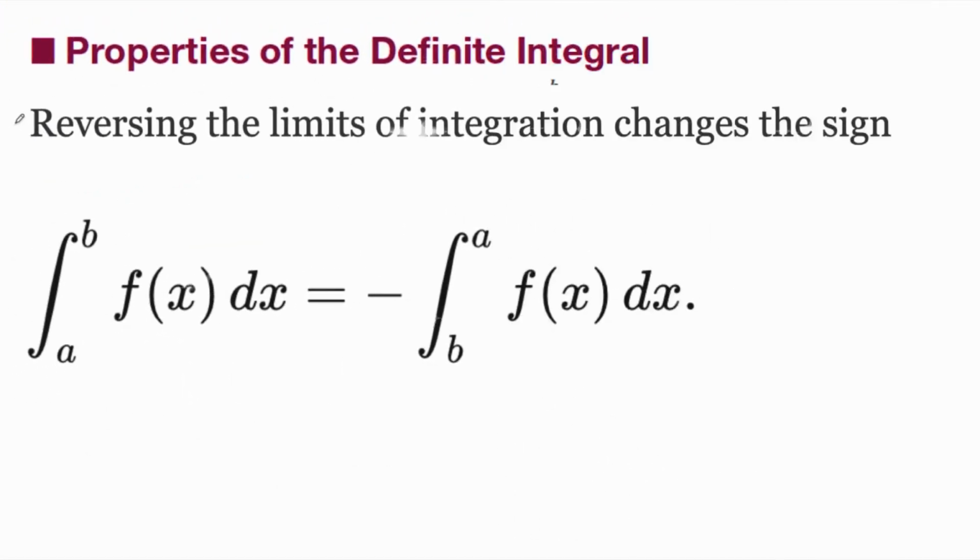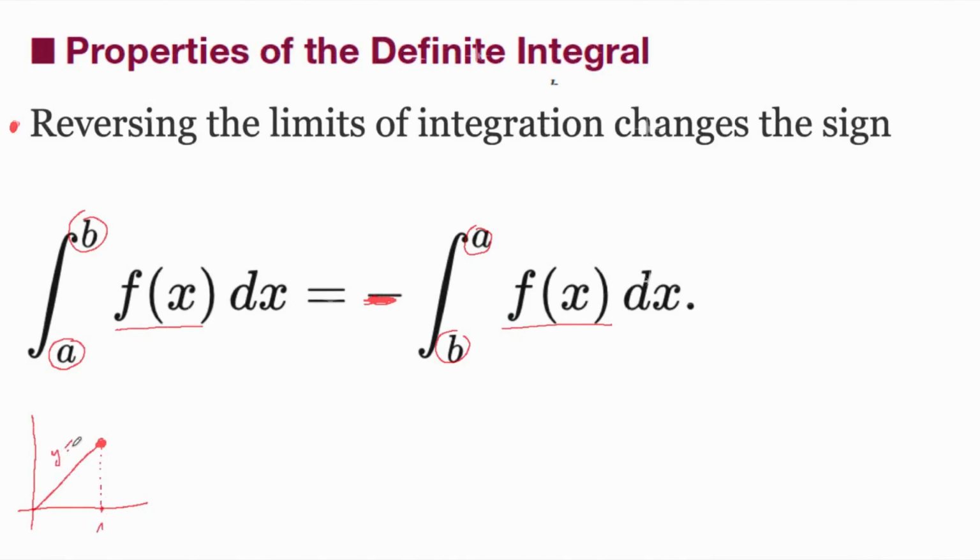Reversing the limits of integration changes the sign to the opposite, so the integral from a to b of any function f is going to be negative the integral from b to a of the same function. So take, for example, the very simple function y equals x. Here's the graph of this function y equals x. Consider this function from 0 to 1.